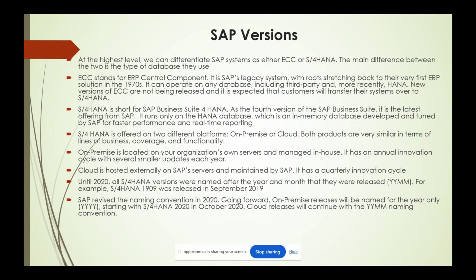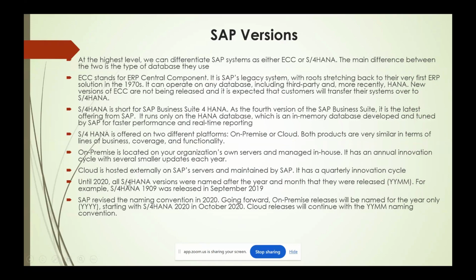Until the year 2020, all SAP versions were named after the year and month they were released. Whether it is on-premise or cloud, SAP will work differently for each. In 80% of the cases, it is on-premise only, and the rest will go for the cloud. But the naming conventions for on-premise and cloud are quite different.